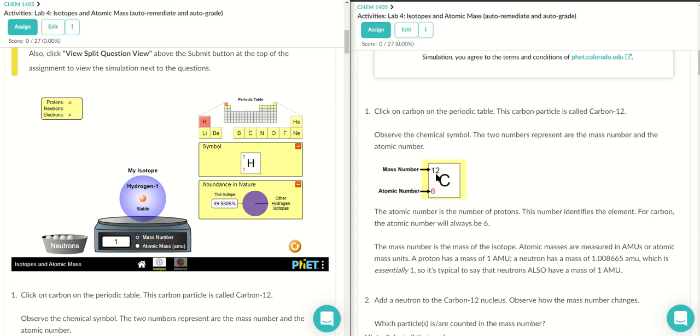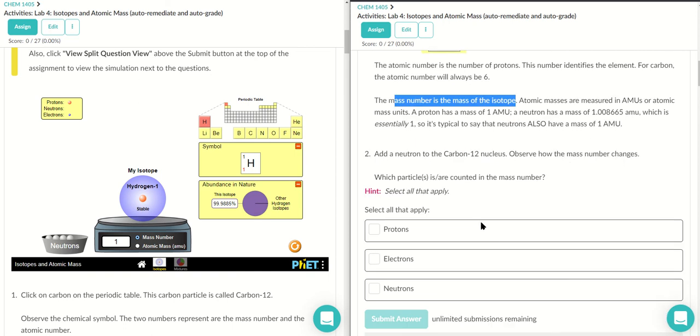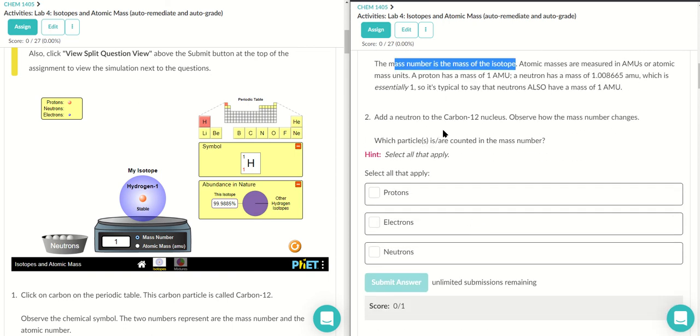This top number, and it's usually the bigger number, so keep that in mind, is the mass number, which tells you the number of protons and neutrons added together. And then the atomic number is the number of protons. This never changes for a particular element. So for carbon, for example, the atomic number will always be 6. And then the mass number is the mass for that particular isotope. And then there's some more information.